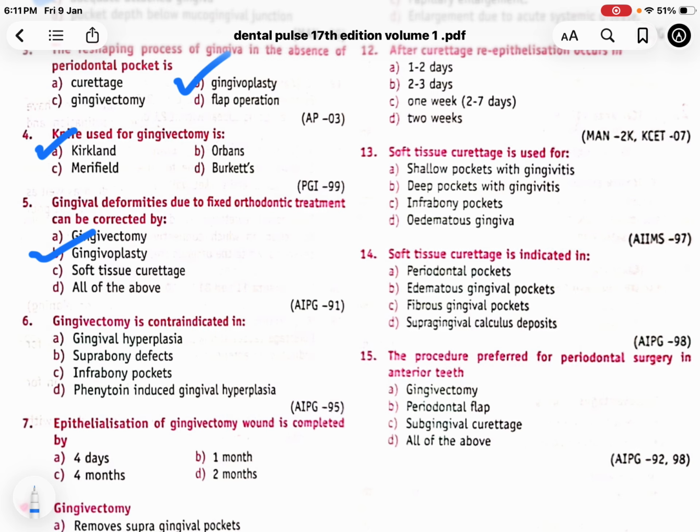So gingival hyperplasia, no. We can do gingivectomy. In suprabony pockets, yes, we can. In infrabony pockets, it's contraindicated. Okay. The need for bone surgery or for examination of the bone shape and morphology, if the bottom of the pocket is apical to the mucogingival junction, and aesthetic regions, in these things the gingivectomy is contraindicated. Now next, epithelialization of gingivectomy wound is completed by... so it's completed by 1 month.